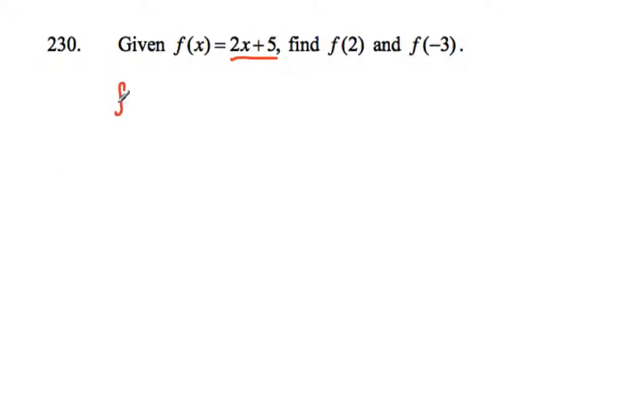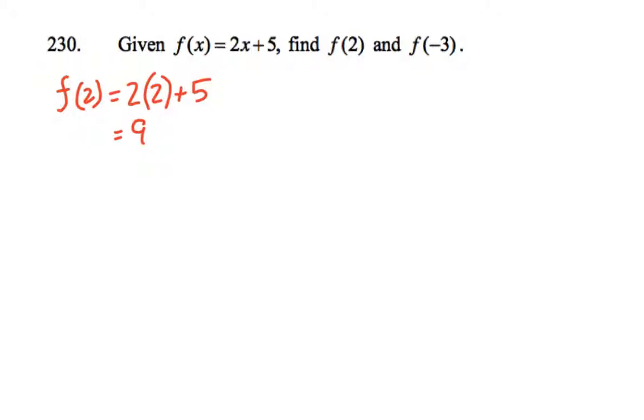So f of 2 is going to equal 2 lots of 2 plus 5 instead of 2 lots of x plus 5. And so we can calculate that one out to be 9. So we really just replace the x with a 2.